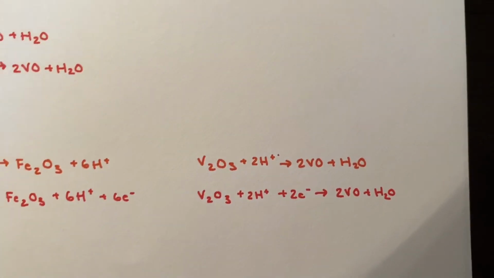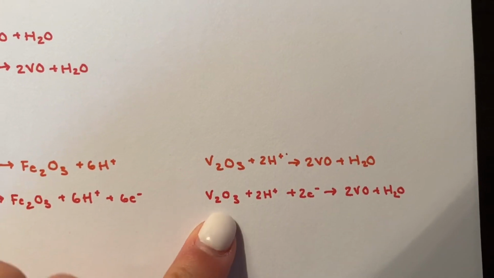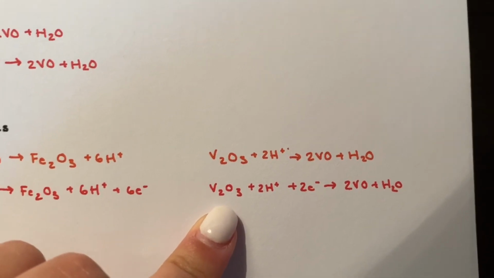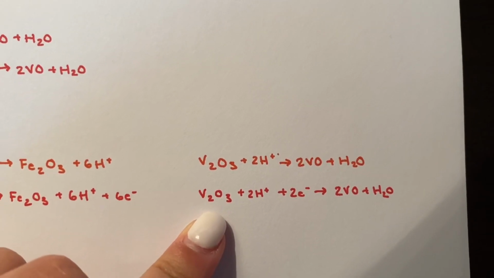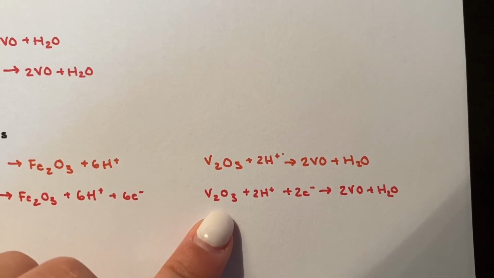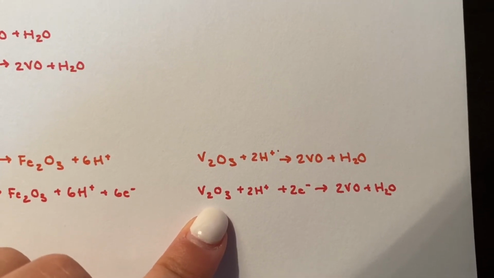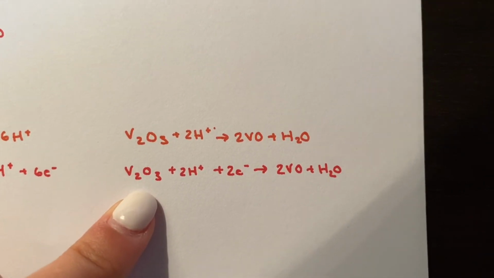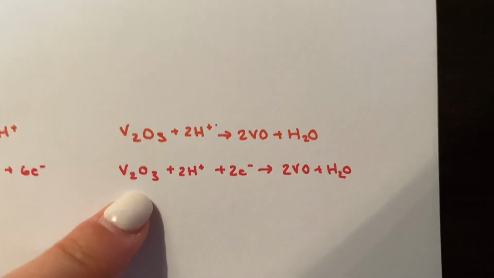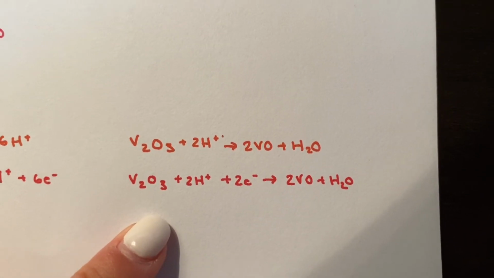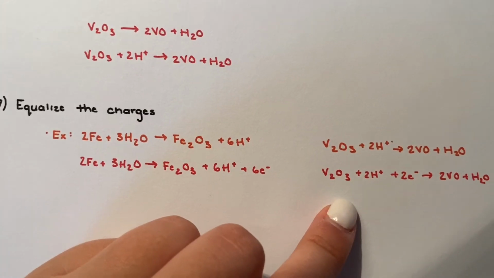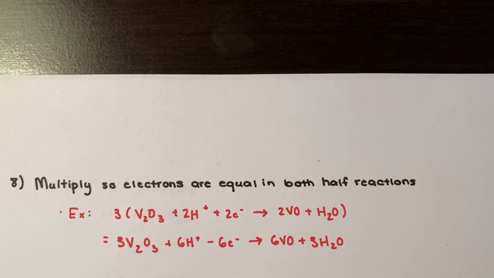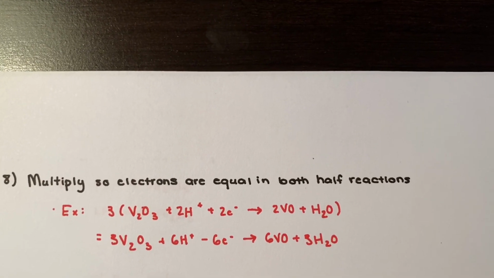And our second half reaction, V2O3 plus 2H+ to 2VO plus H2O. The charge on the left side of the equation is 2+, while the right side is 0. So we have to add 2 electrons to the left side in order to bring that charge to 0. So V2O3 plus 2H+ plus 2e- to 2VO plus H2O, and that's equalizing our charges. Step 8, we need to multiply each half reaction so that the electrons are equal in both half reactions.